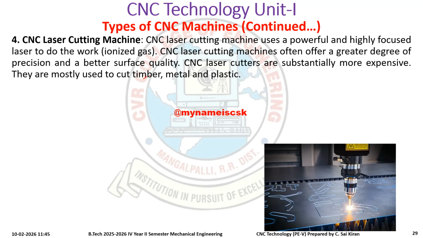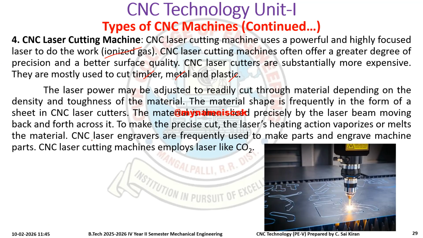And this is applicable for timber, metal, and plastic. Here we use highly focused ionized gas or laser, so it has much greater precision and better surface quality compared to the others. In this CNC laser, we cut the material, and shaping is frequently done with CNC laser cutters, which move front and back.